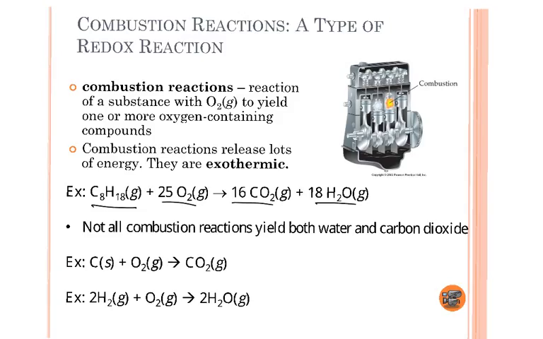Same thing with the second example here. You have hydrogen gas exploding with oxygen gas. Okay, great, we get water, but we don't get the other byproduct, carbon dioxide, because guess what? We don't have any carbon in our reactant. So, again, if you have carbon, hydrogen, and oxygen, you should always get carbon dioxide and water as your byproduct.